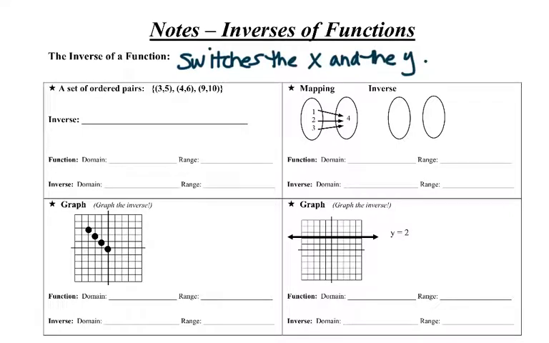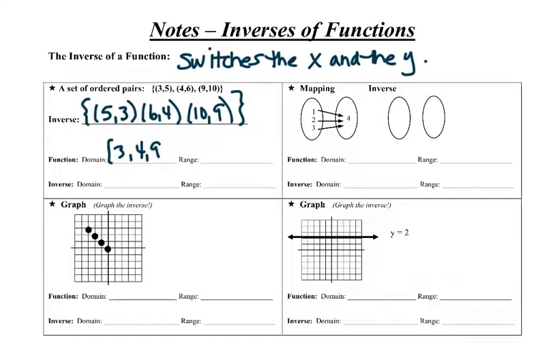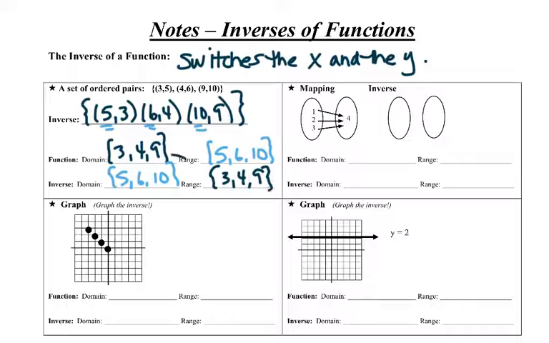So if I was going to have an inverse of this set of ordered pairs, every ordered pair would just switch the x and the y, right? The original function had a domain of 3, 4, and 9, and a range of 5, 6, and 10. When I switch it, the new inverse has a domain of 5, 6, and 10, and a range of 3, 4, and 9. So the domain of the function is the range of the inverse, and the range of the function is the domain of the inverse.